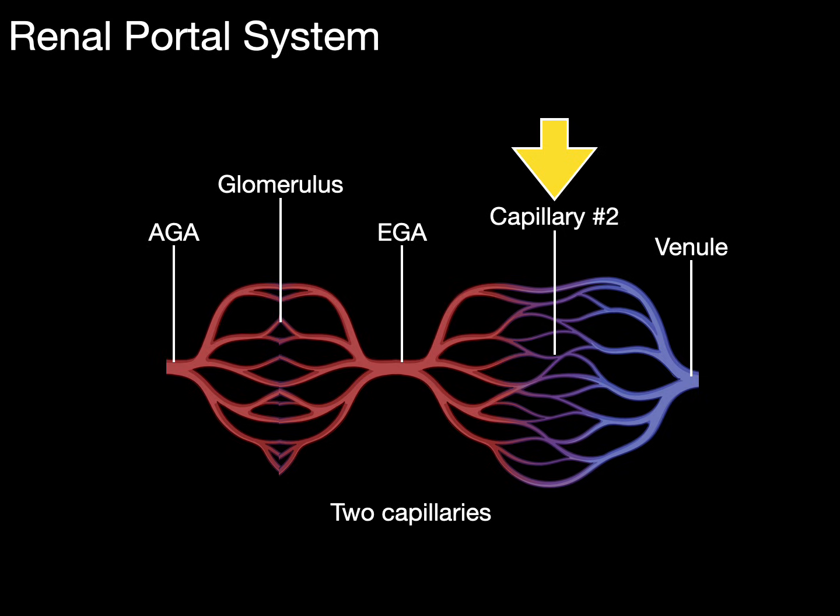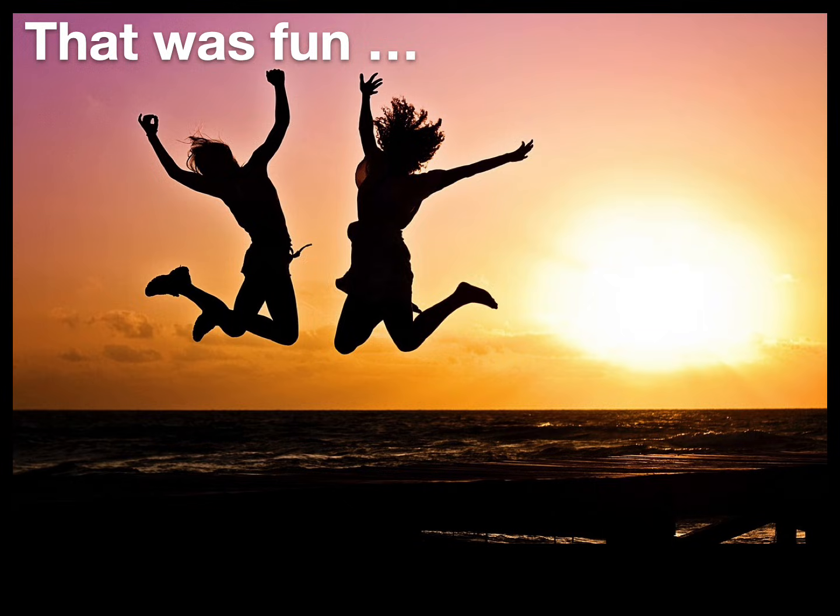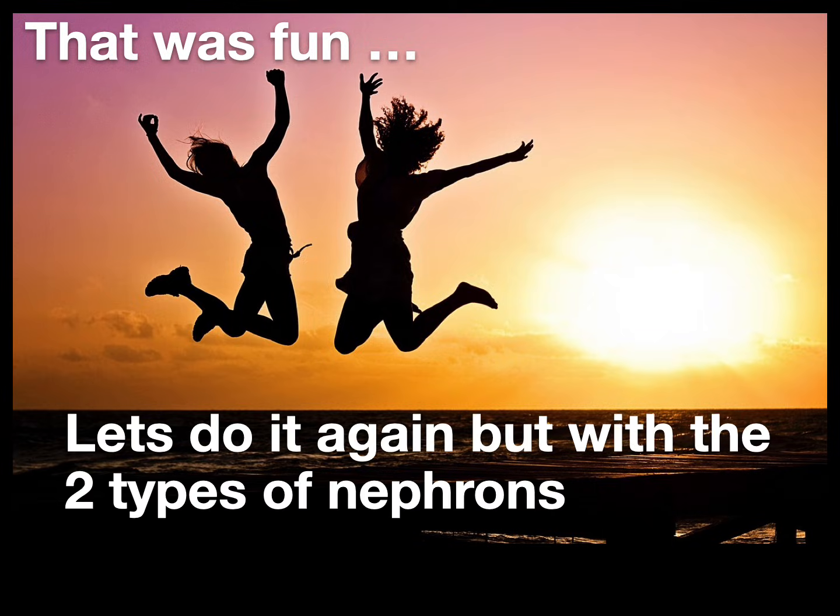Well, the efferent glomerular arteriole exiting the glomerulus goes into the second capillary, which is either the peritubular capillaries or vasa recta. This depends on the type of nephron in the kidney. And then blood exits through a venule. So that was fun. Let's do it again, except this time with the two different types of nephrons.